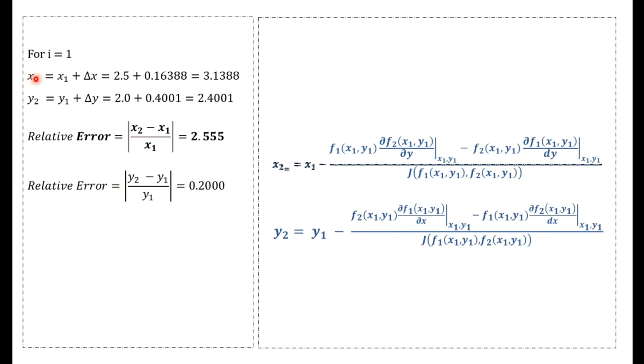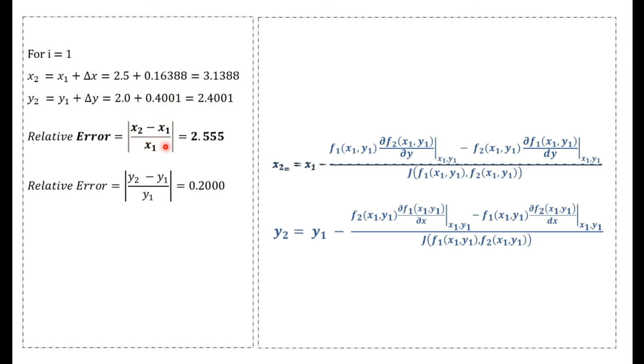For i equal to 1, x2 is equal to x1 plus del x, and y2 is equal to y1 plus del y. We have already calculated the values of the unknowns, and we know this is our initial value and this is also our initial value, 2.5 and 2.0, plus del x and del y, which is equal to this one. So this is our new estimated solution, x2 and y2.